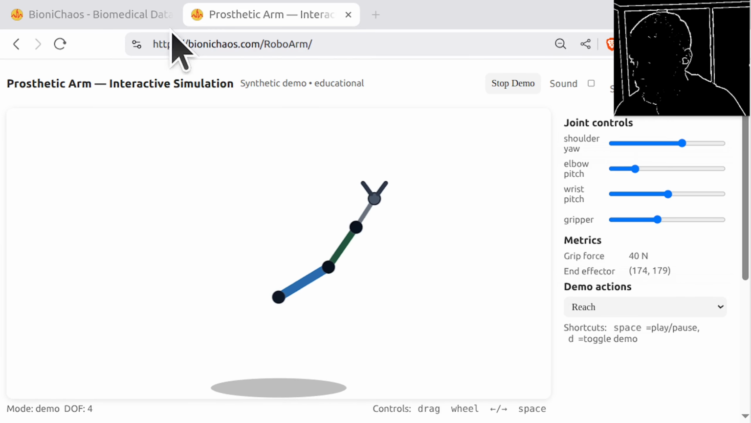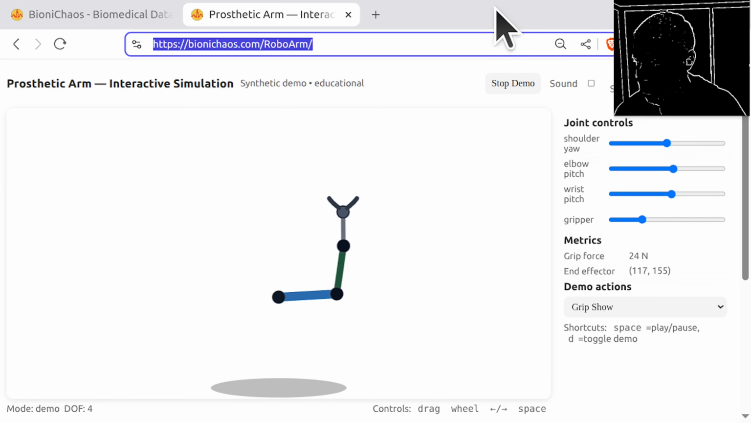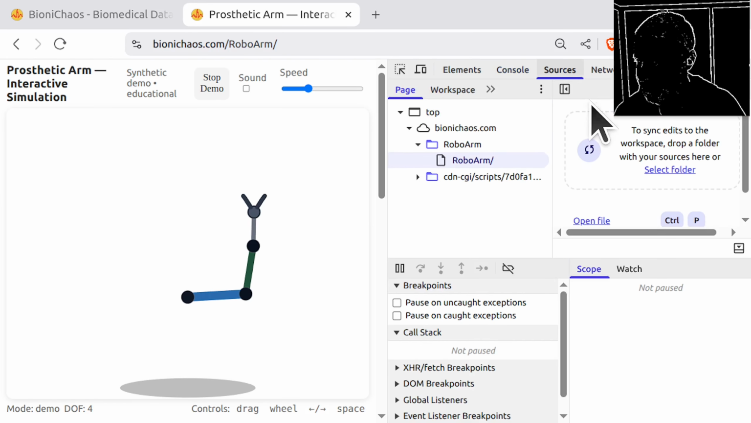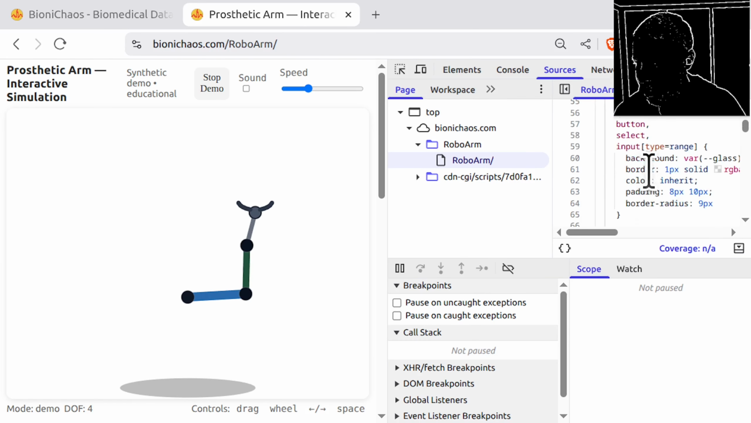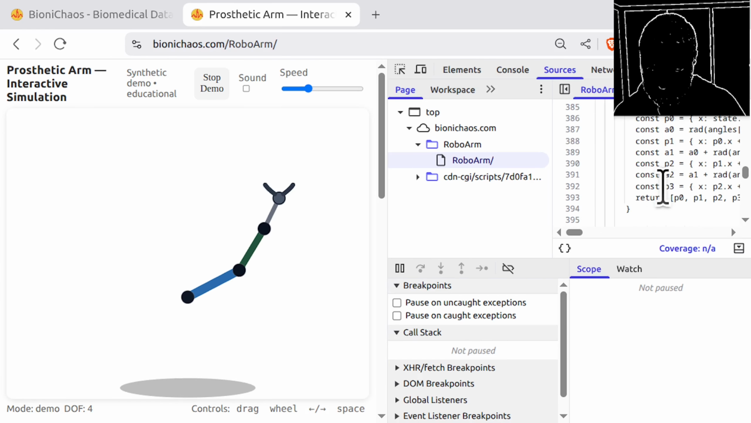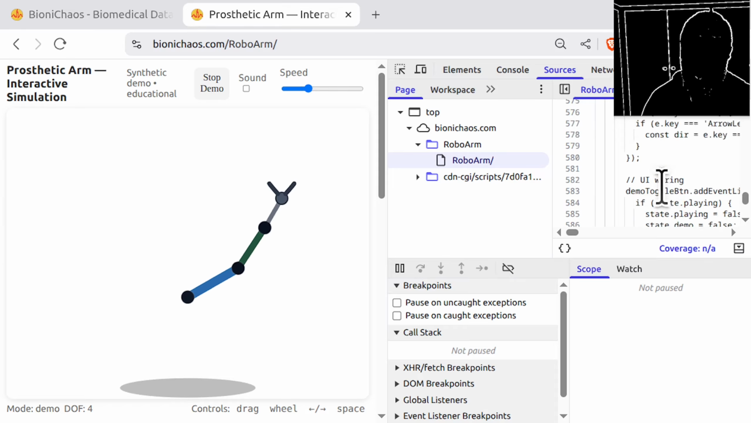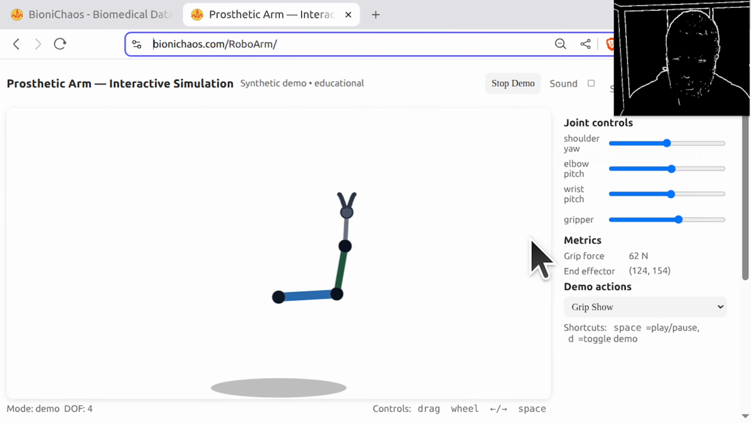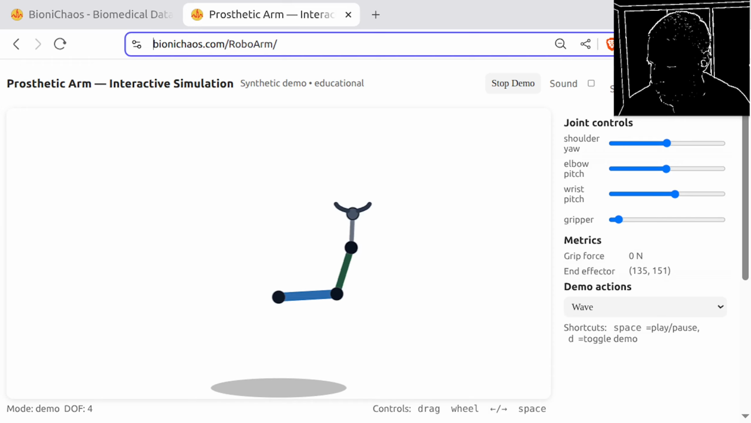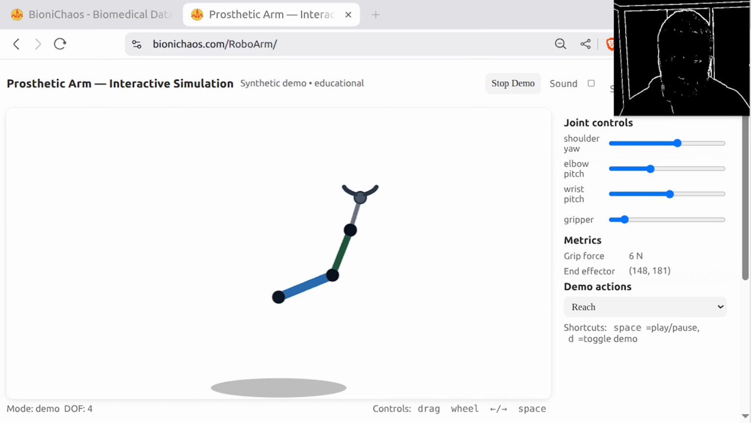Where to get source code? Yeah, I did mention source code is on the page. Just go onto the link and F12 it, sources, RoboArm. All the source code is in the HTML because it's JavaScript. So all the JavaScript is within the same file, so you can run it anywhere. It's open source. You can run it on your website or anywhere else.